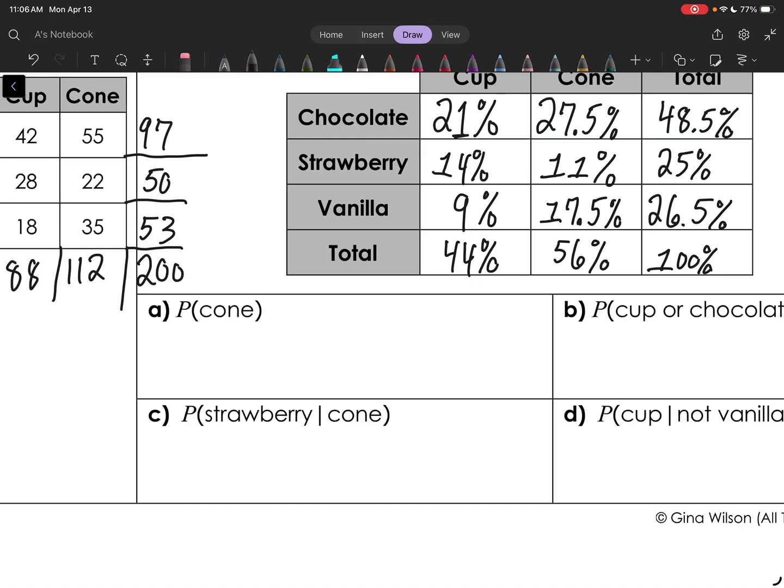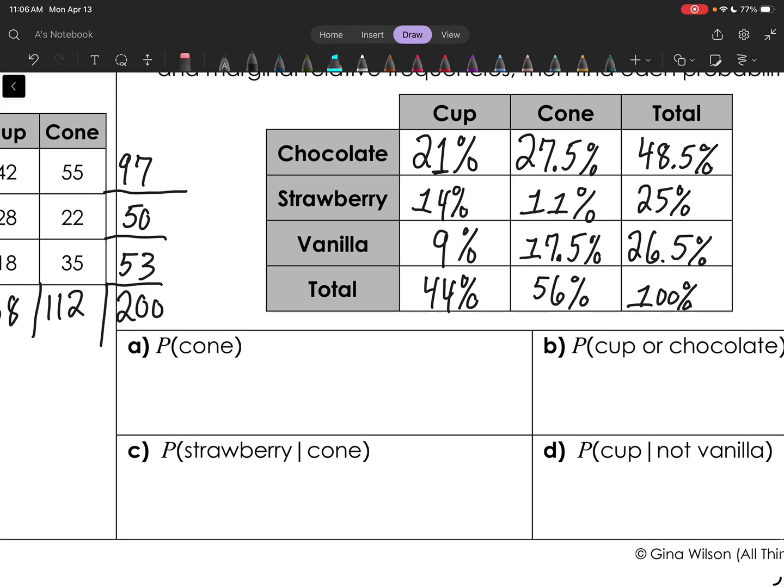Number 1, what is the probability that I choose a cone? Look down the cone column, 56% finished.